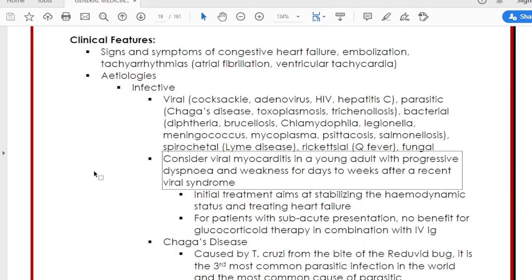Consider viral myocarditis in a young adult with progressive dyspnea and weakness for days to weeks after a recent viral syndrome. Initial treatment aims at stabilizing the hemodynamic status and treating heart failure. For patients with subacute presentation, no benefit for glucocorticoid therapy in combination with IVIg.